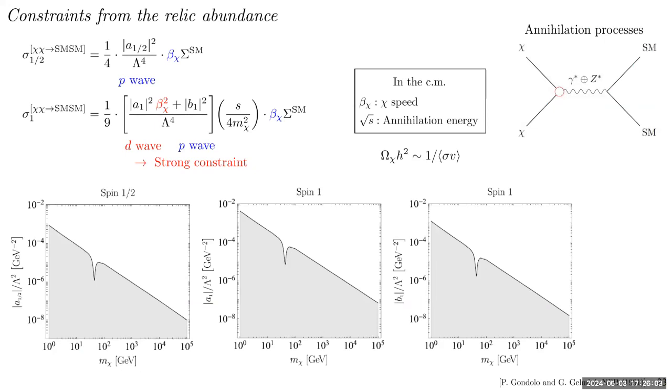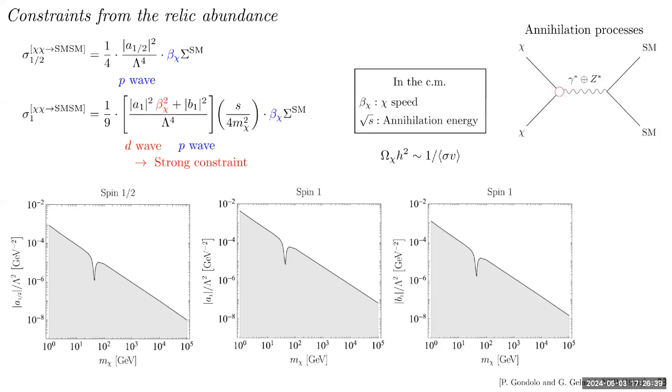Here, the corresponding cross-section is given like this for spin 1/2 and 1. Here, beta chi is the annihilating dark matter velocity, and square root s is the annihilation energy in the center-of-mass frame. As you can see, both cases have one power of the velocity beta chi. So for the spin 1/2 case, this process is p-wave dominant. On the other hand, for the spin 1 case, there are two independent couplings.